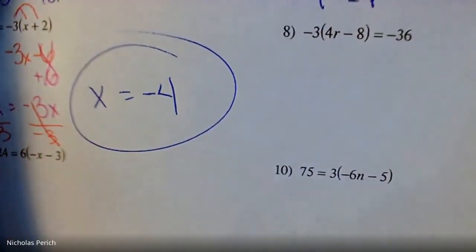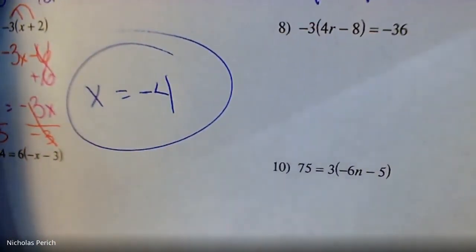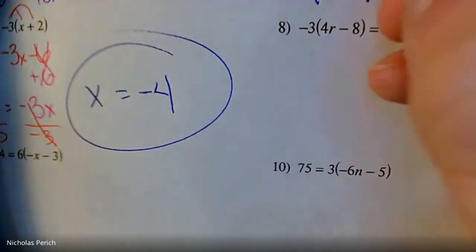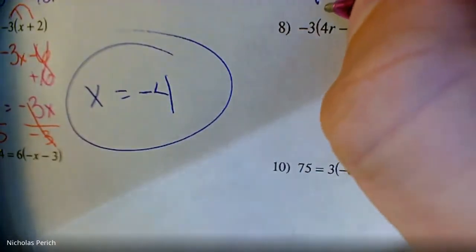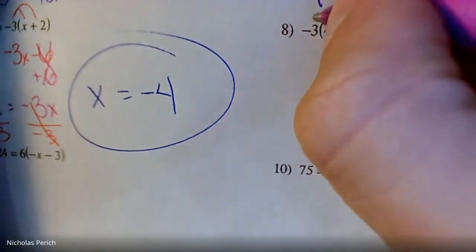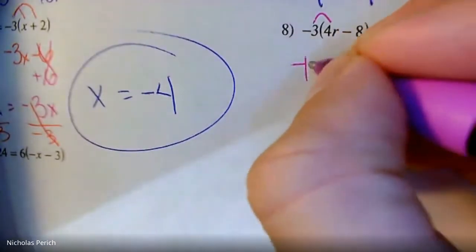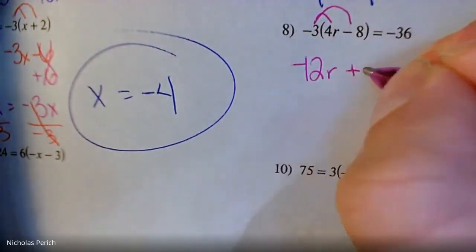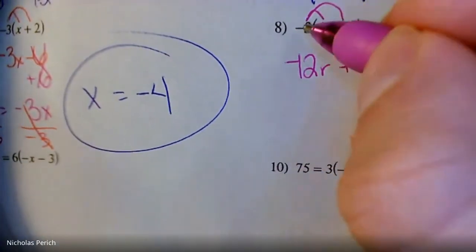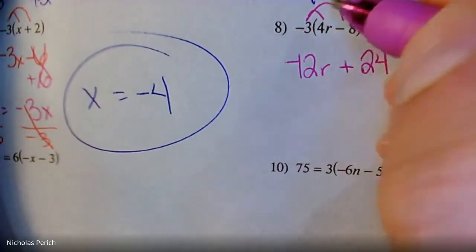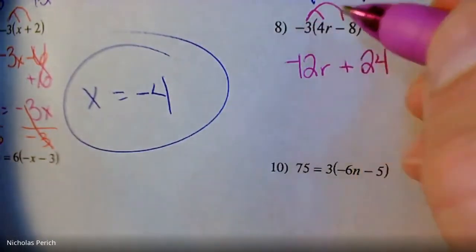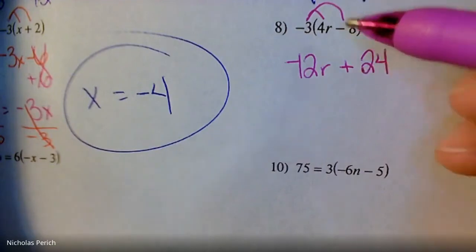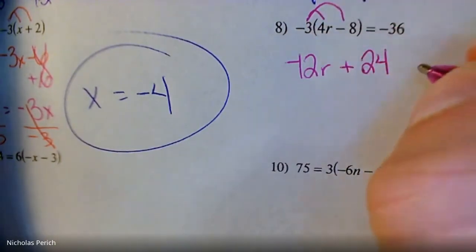Problem 8. 8 is great. Negative 3 times parentheses equals negative 36. Okay, negative 3 times parentheses means that I can do distributive property. Negative 3 times 4r is negative 12r. Negative 3 times negative 8 is positive 24. Negative times a negative is a positive. So when I do a negative times a negative in distributive property, I make sure I put a plus sign. Here was a negative times a positive, so it became negative 12r.